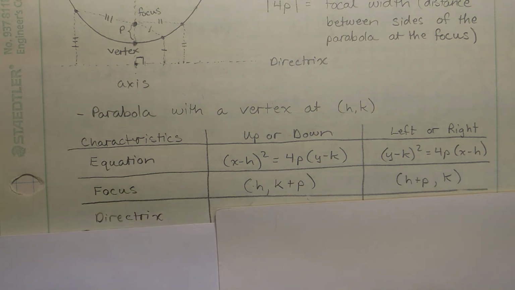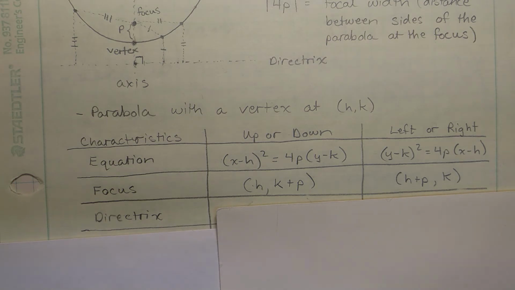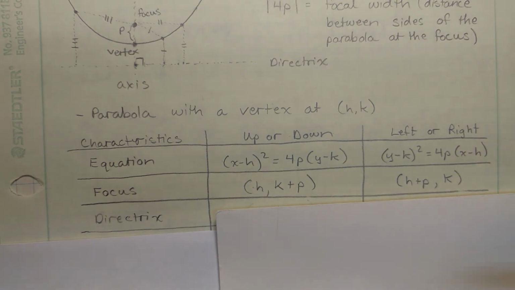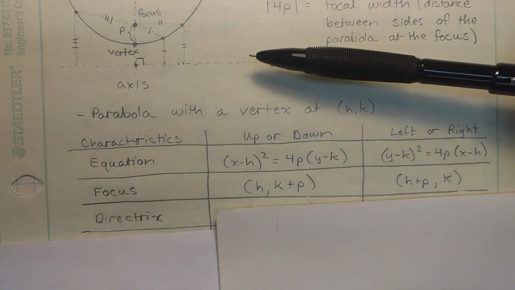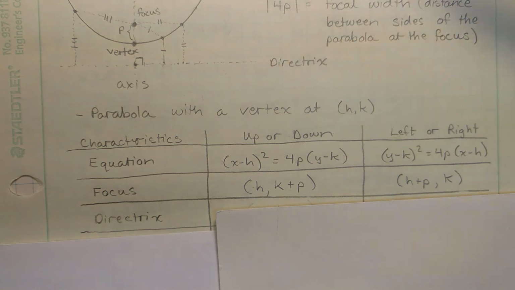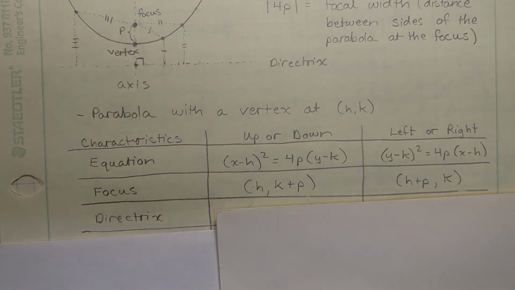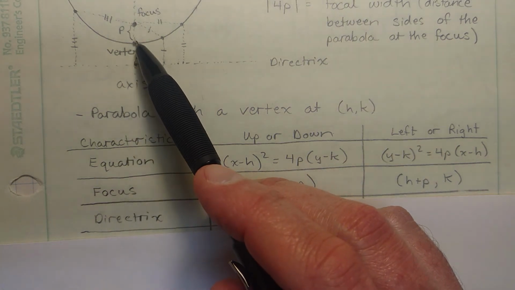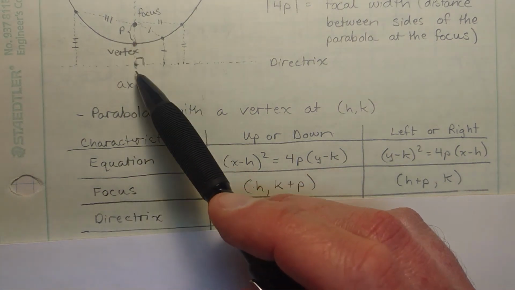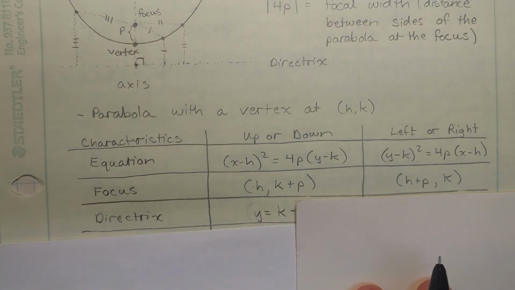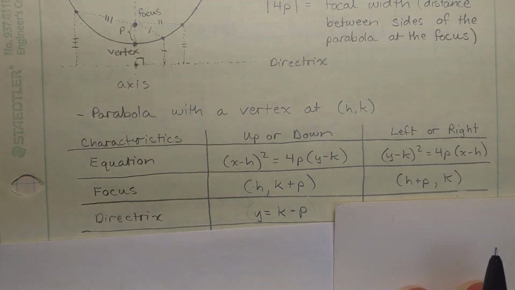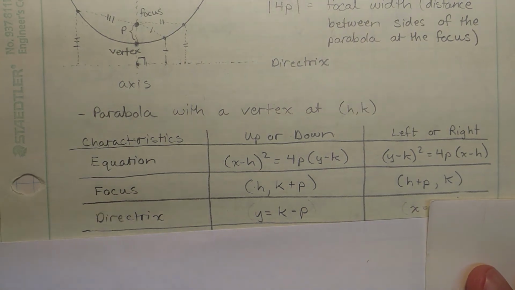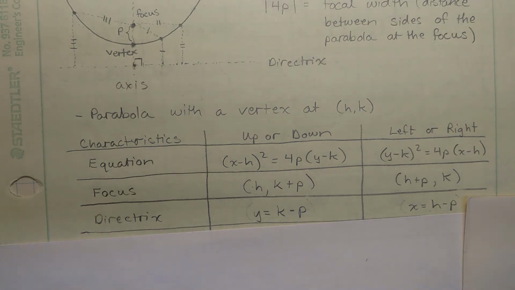The next characteristic is the directrix. The directrix is this line here. And so notice if it opens up or down, it is a horizontal line, which means it's of the form y equals some constant. And in this case, the constant that y is going to equal is whatever the y-coordinate of my vertex is minus this p, because it goes in the opposite direction. And then for the horizontal, it will be a vertical line, so it will be x equals h minus p.